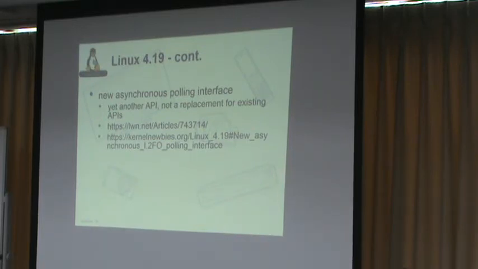This is interesting. We already have three polling interfaces in the kernel. Somebody decided those aren't good enough. They want something else. And so now we have a fourth one. I think this came from Christoph, if I remember right. We'll see how popular this one becomes. It's not as full featured, but it's supposed to be a little bit more performant.